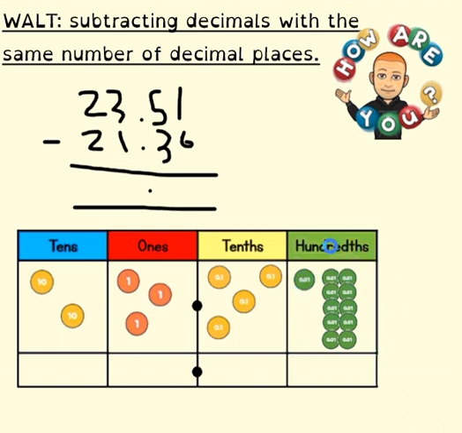Let's show this on our column subtraction method here at the top. So I exchange one of my tenths. So I no longer have 5, I have 4. And I exchange 1/10 for 10 hundredths, which I'm putting with my hundredth I already had, to give me 11 hundredths in total. I now need to do 11 hundredths subtract 6 hundredths, which will give me 5 hundredths.